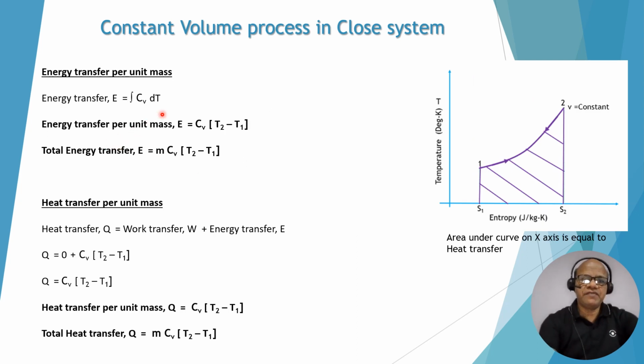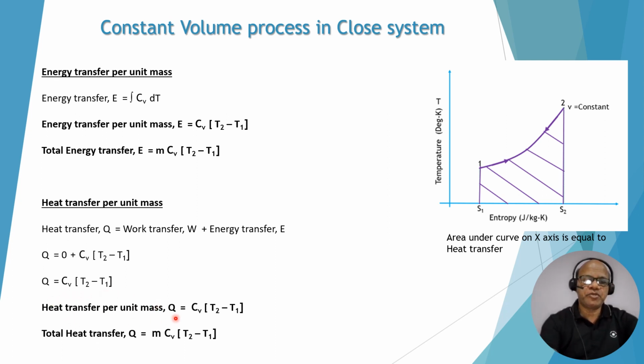Energy transfer is a CvDT for the closed system, so we can write energy transfer per unit mass is Cv into T2 minus T1, and for total energy transfer just multiply with mass m into Cv (T2 minus T1). Heat transfer, as per the first law of thermodynamics, Q is equal to W plus E. Since W is 0, we can write Q is equal to Cv (T2 minus T1).